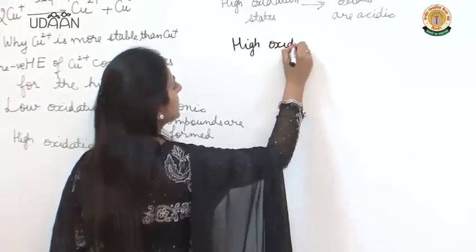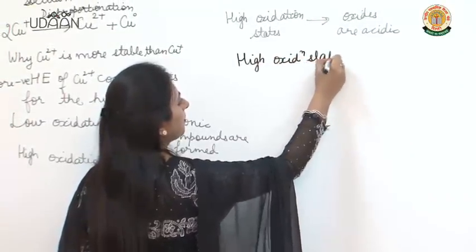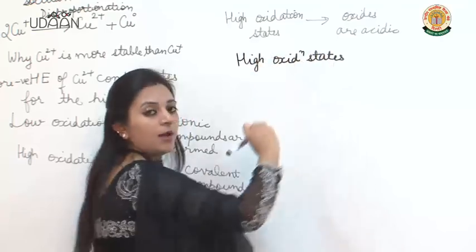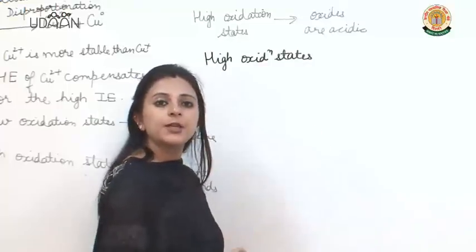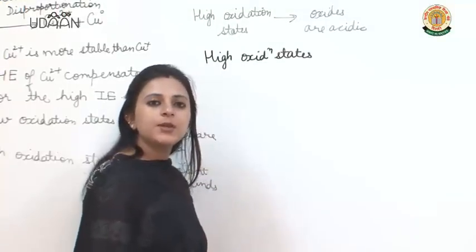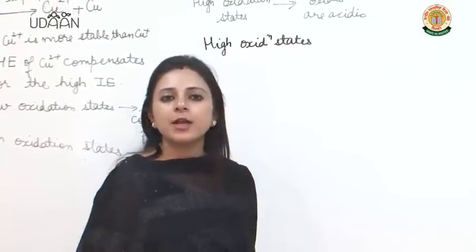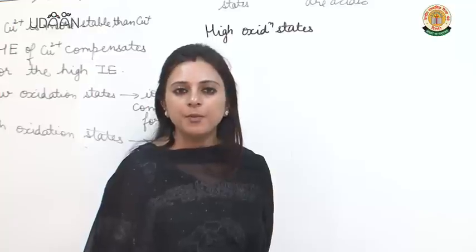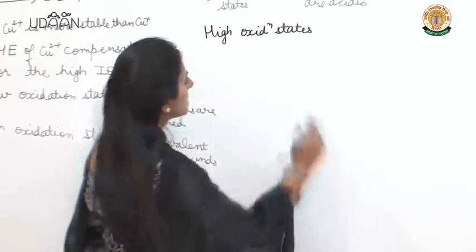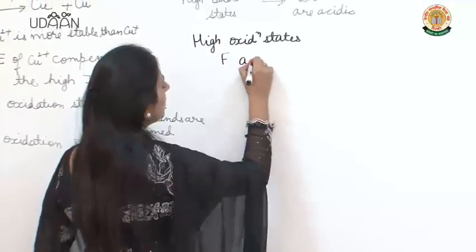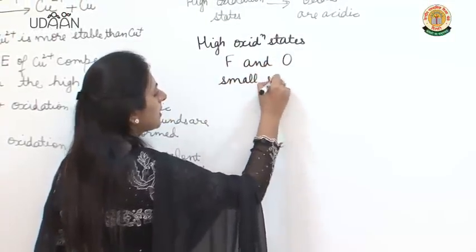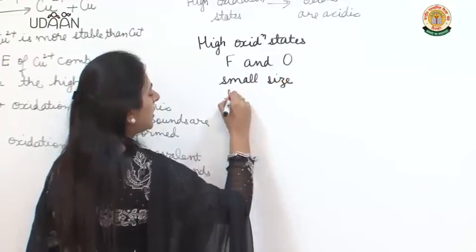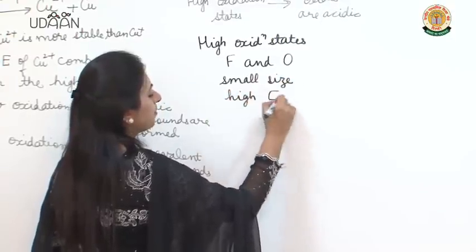High oxidation states are shown by compounds of fluorine and oxygen only. That means fluorides and oxides only form compounds with high oxidation states. What is the reason? Only fluorine and oxygen, due to their small size and high electronegativity.